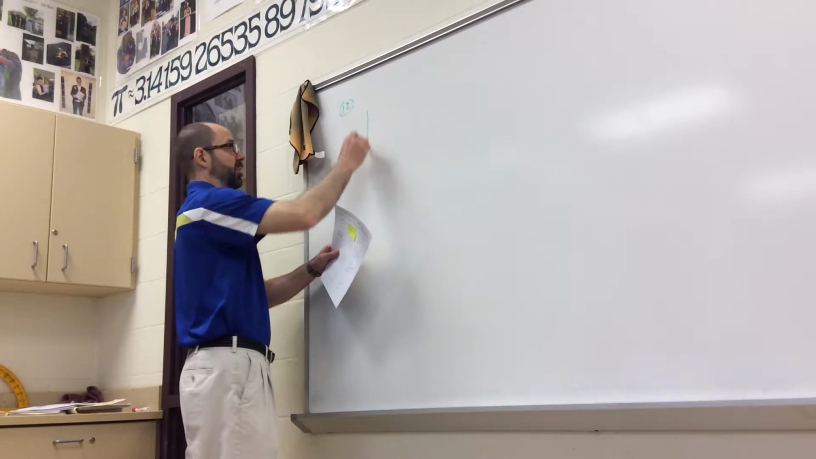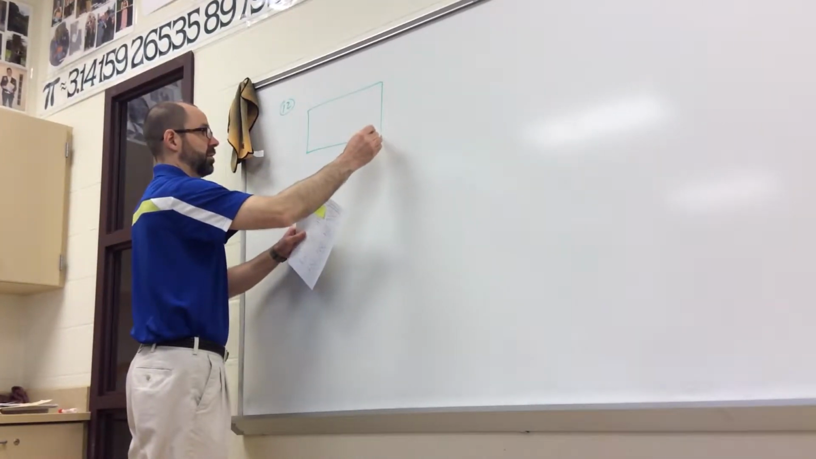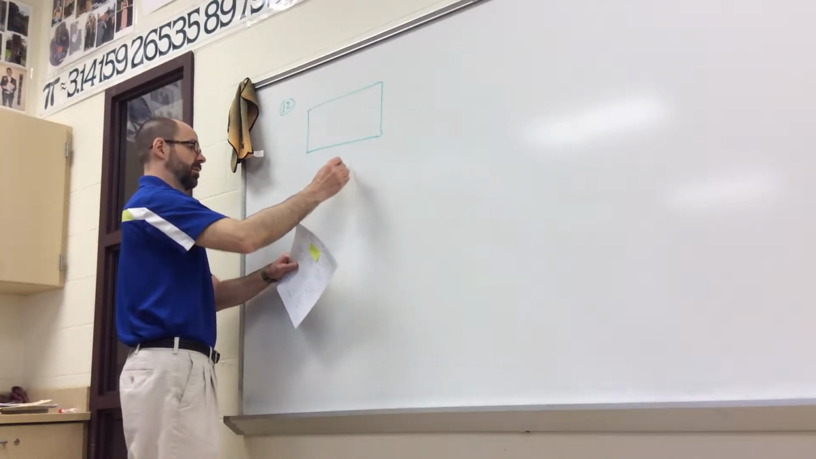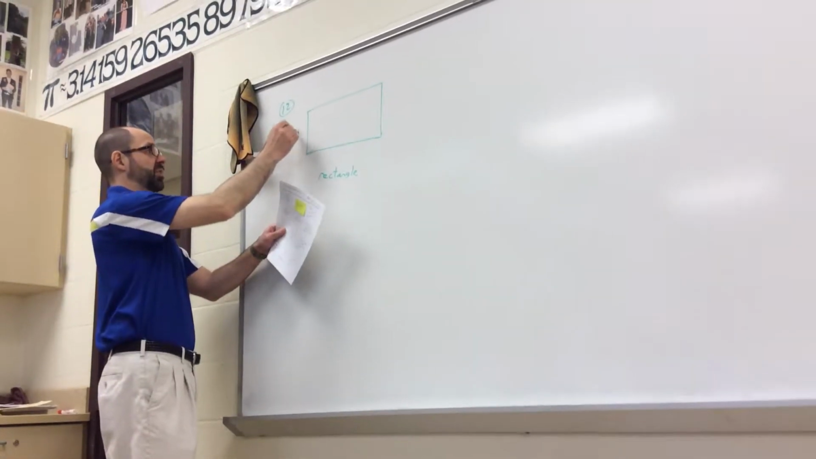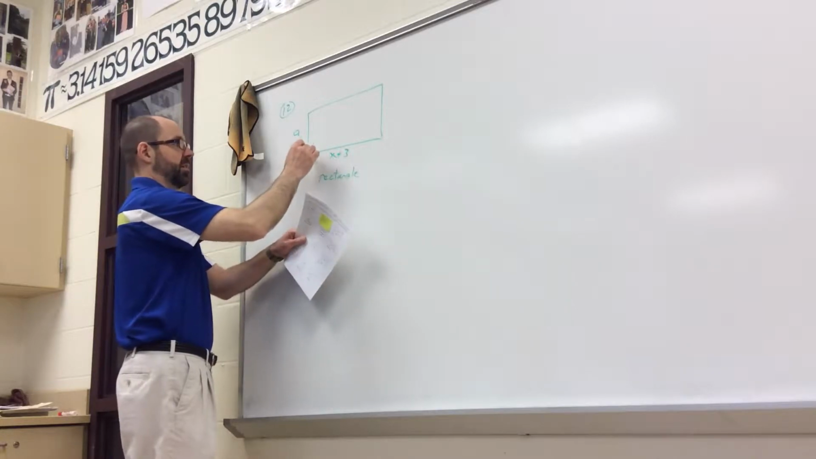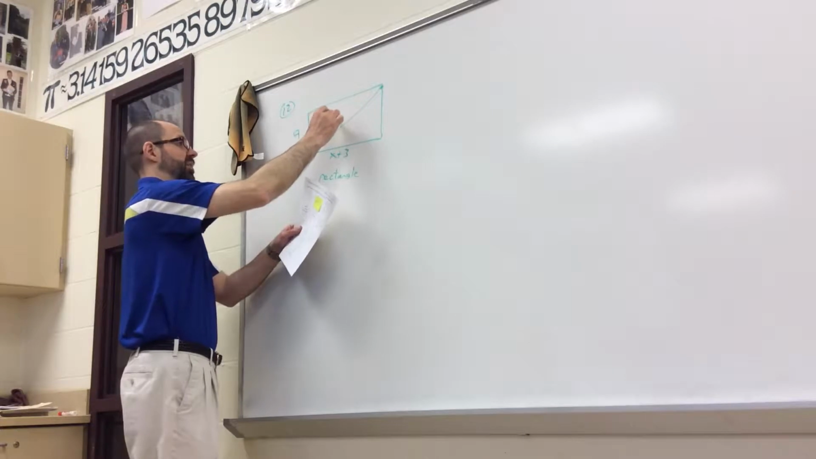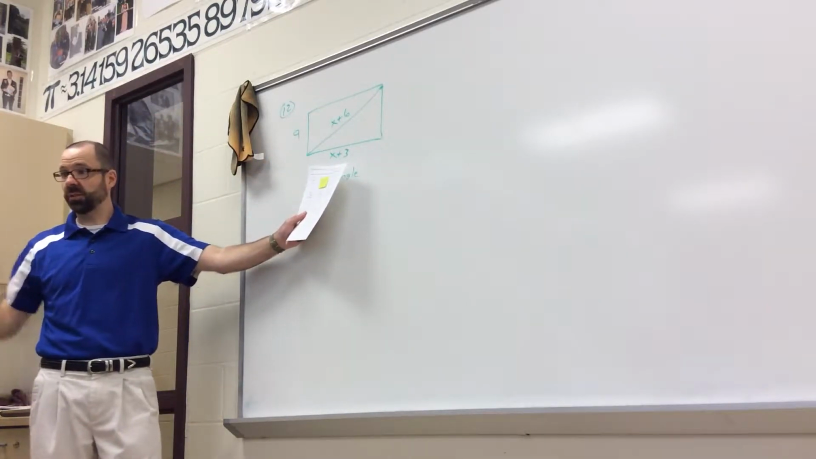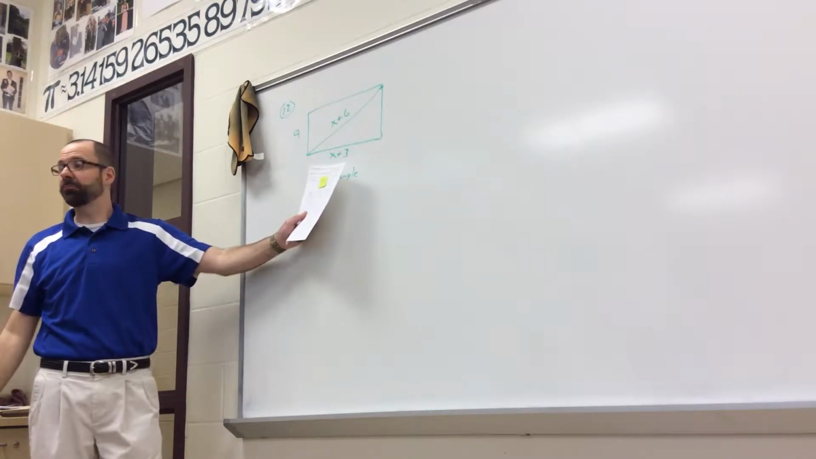And there's a picture on number 12 that looks like this. And they're telling us that it's a rectangle. This side is marked as 9. This side is marked as x plus 3. And this diagonal is marked as x plus 6. So there's what the picture looks like in number 12, and we're supposed to solve for x.